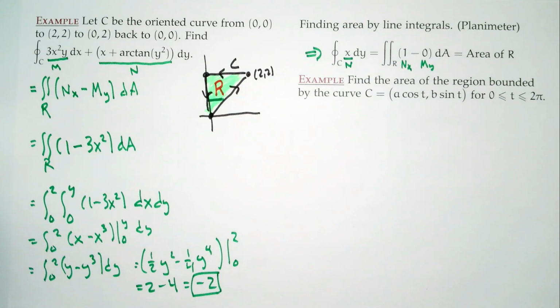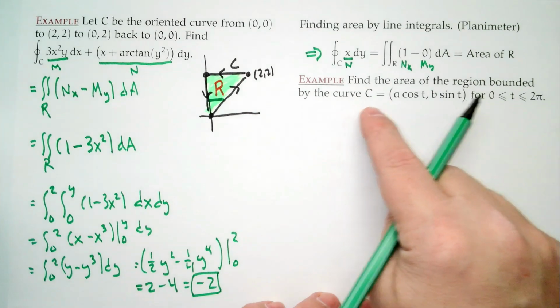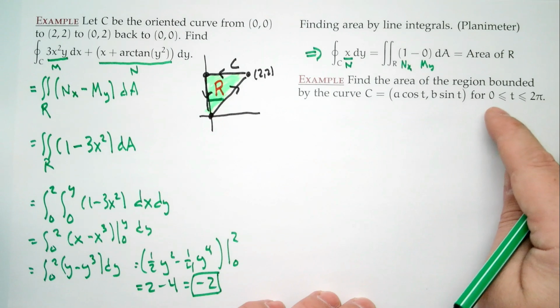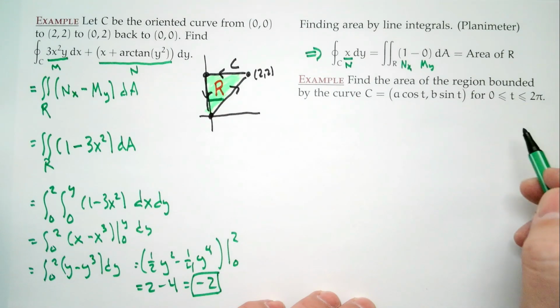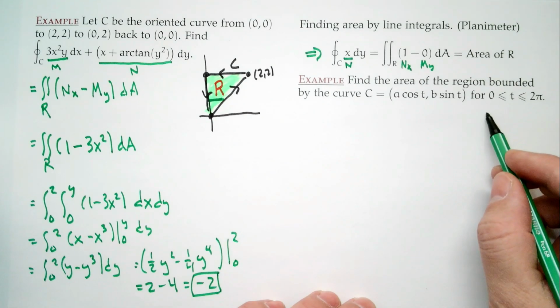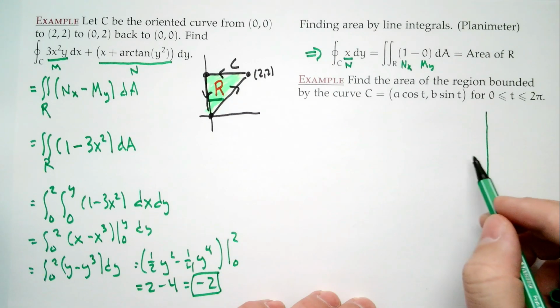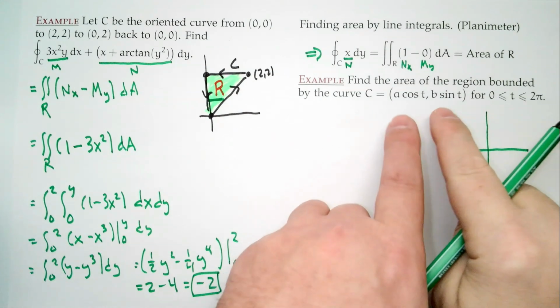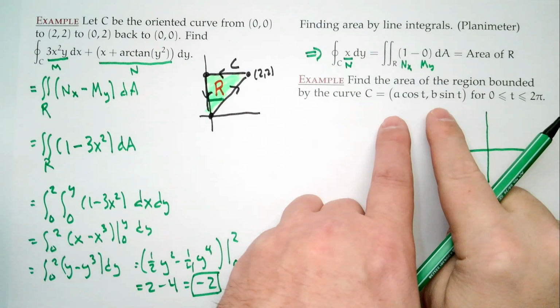So let's do the following. Find the area of the region bounded by the curve c equals a cosine t, comma b sine t, where t goes between 0 and 2 pi. Does anybody recognize what this curve is? What? It's a lot like a circle. If a and b were both 1, it'd be a circle.